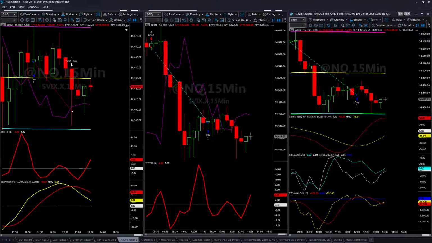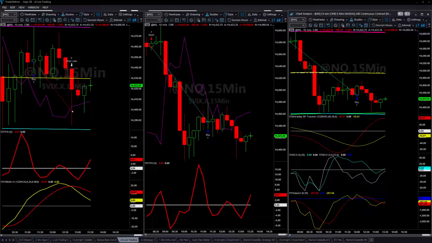Very, very choppy day today. Extremely choppy. The market just seems to be going sideways. It's been going sideways for a while today already. So extra caution is warranted on days like today.